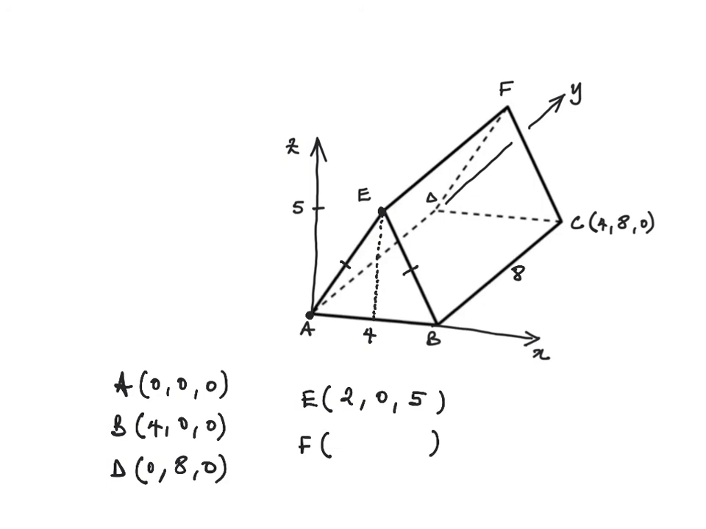We want to get the point F, so it's going to be 2 in the x again, but this time we have to go 8 in the y, so 2 in the x takes us to this point here. 8 in the y takes us to this point, and 5 up.